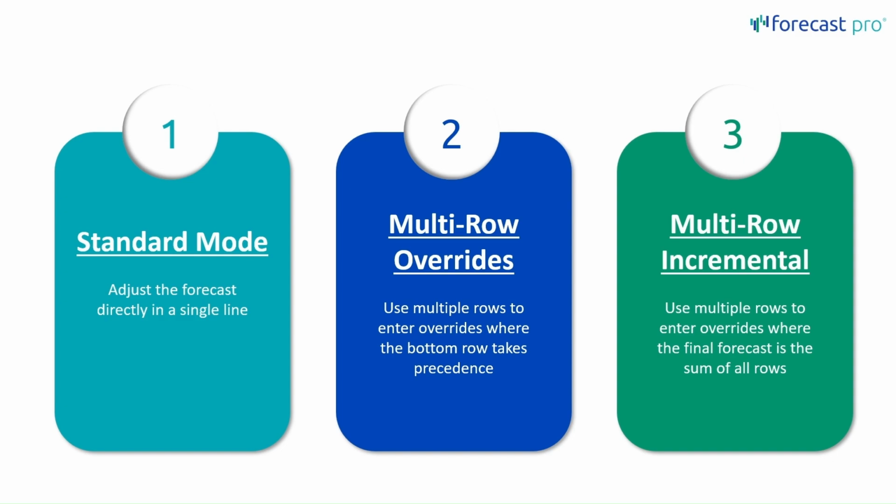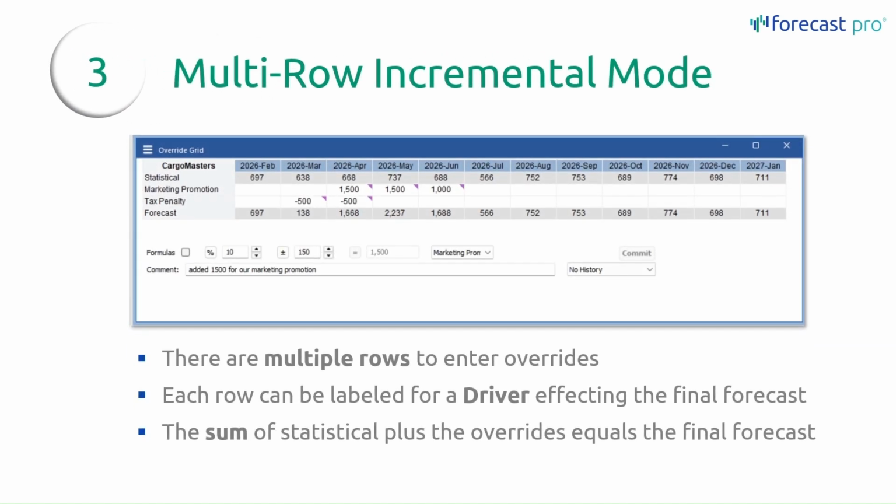So finally, let's look at the multi-row incremental mode. Again, this is a multi-row mode, so we have multiple rows where we're making overrides. However, unlike the multi-row override mode, in multi-row incremental mode, each row isn't assigned to a person or a group of people, but simply a driver that is affecting our business. And it is the sum of all of our overrides that become the final forecast itself. So let's take a look at this in Forecast Pro.